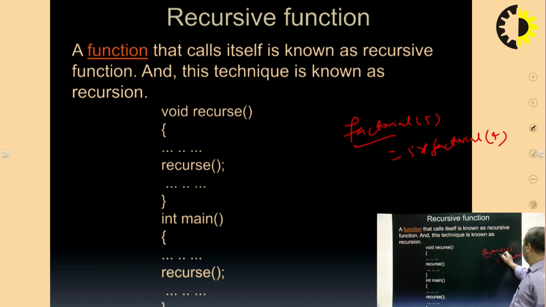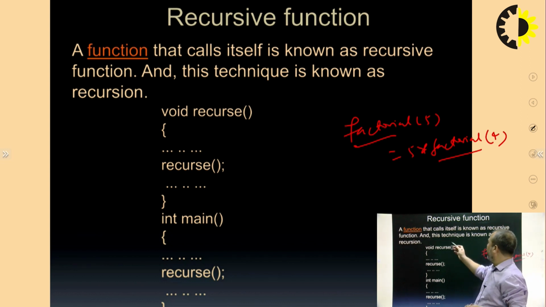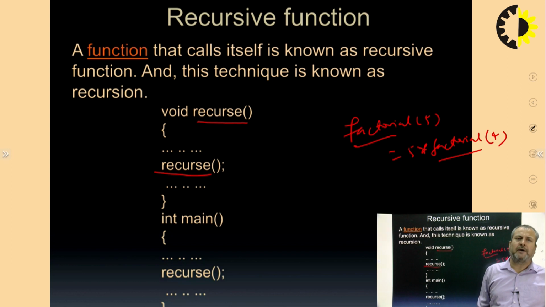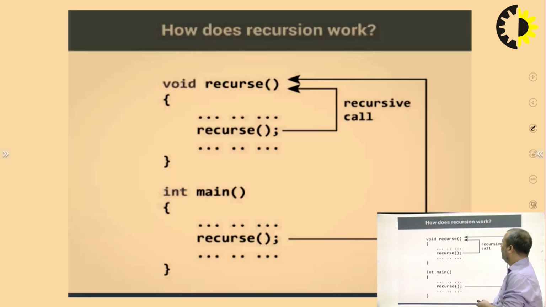So factorial has just called factorial. There are so many applications where recursive functions are quite useful. A function that calls itself is known as a recursive function, and this technique is known as recursion. For example, here is the function recurse. In the definition of recurse, we have called recurse. This category of function is called a recursive function. This is the definition of recurse, and recurse has just called recurse.